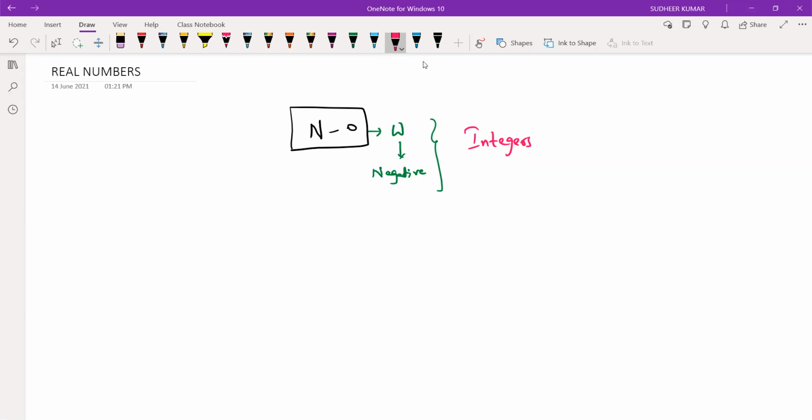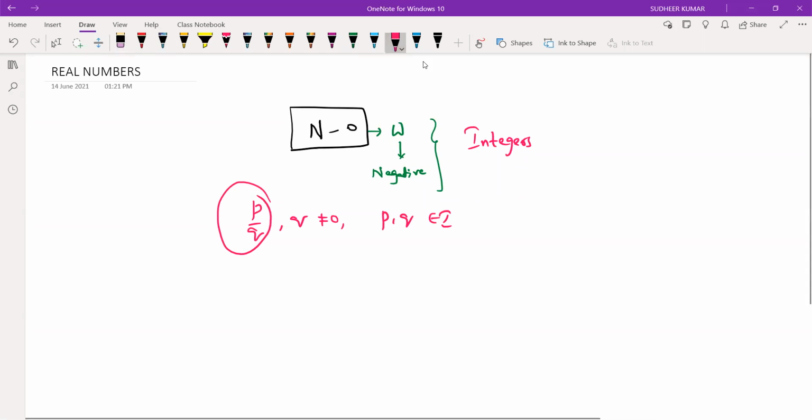Next, using the integers, we can define the rational numbers. If the number is in the form of p by q, q not equal to 0, where p, q are integers, then these are rational numbers. The numbers which cannot be expressed in the form of p by q are irrational numbers.